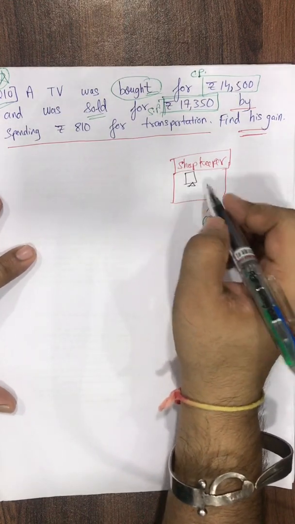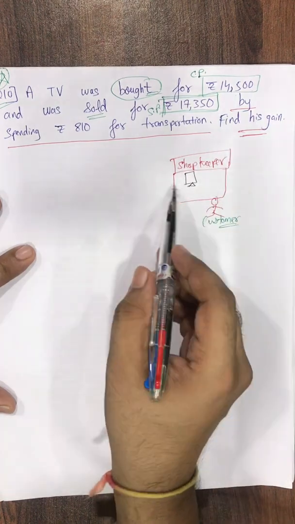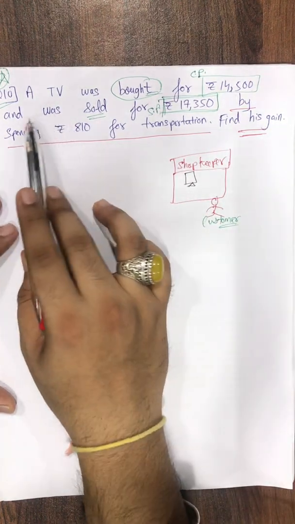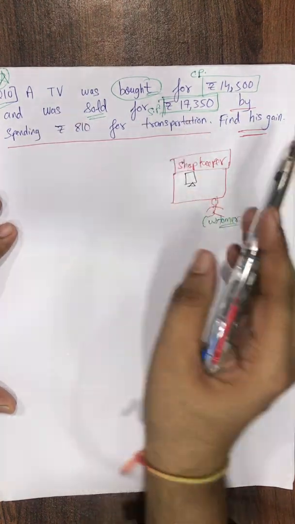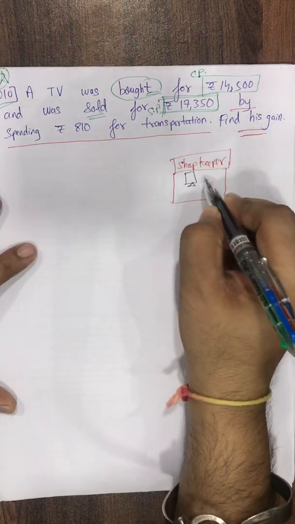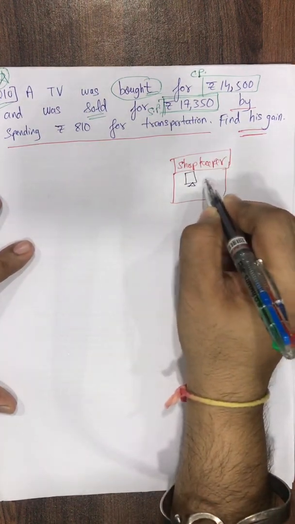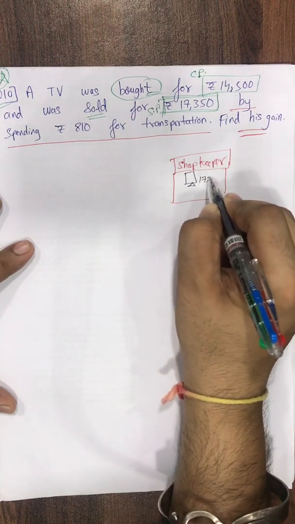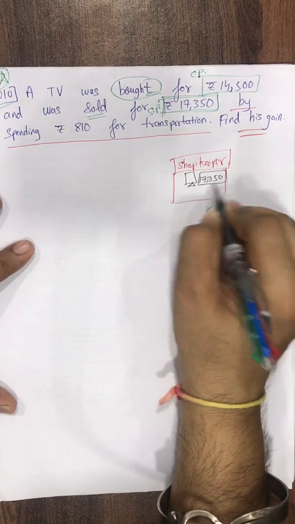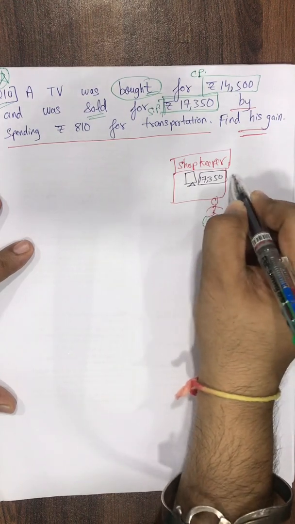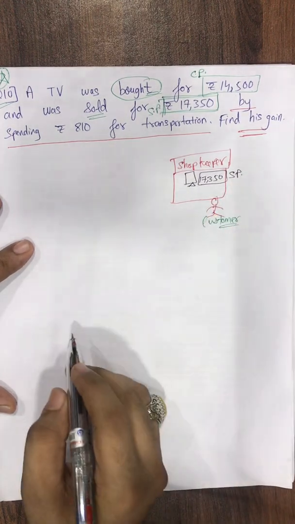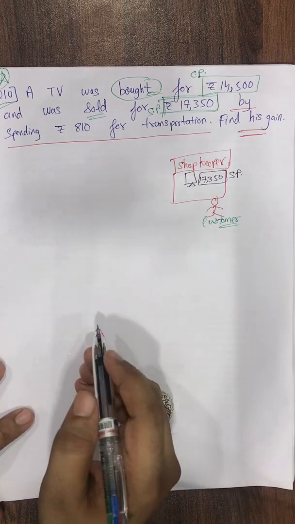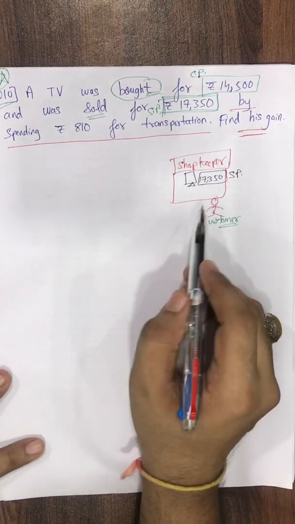Now students, I am selling this TV to the customer at what price? See here, the TV was sold for rupees 17,350. So that means my selling price of this TV is 17,350. This is my selling price, I'll write here SP. Now students, this is the selling price of my TV.